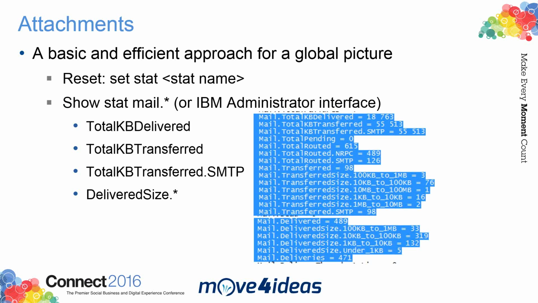For the attachments, you can first reset the statistics, and you can use the showStatMail tool, and you will be able to see how many kilobytes were delivered and how many kilobytes were transferred by SMTP or by nodes. So the information is really important. You then just have to aggregate the information about attachments.